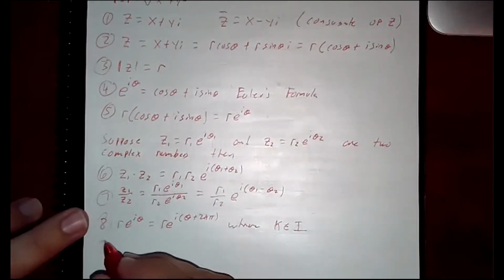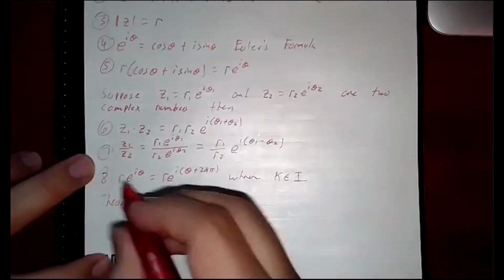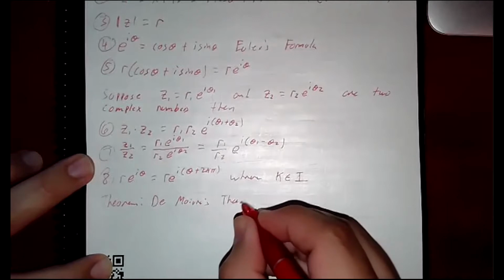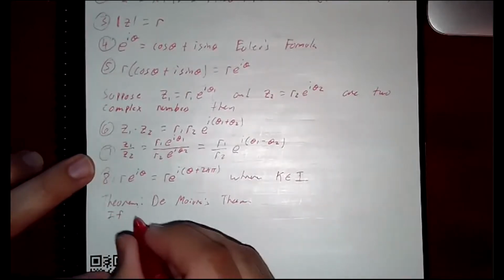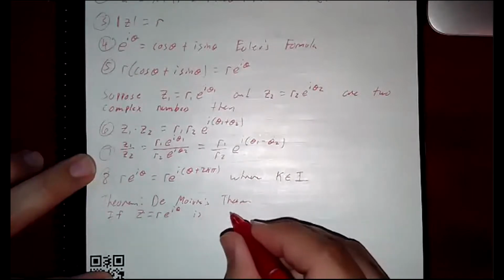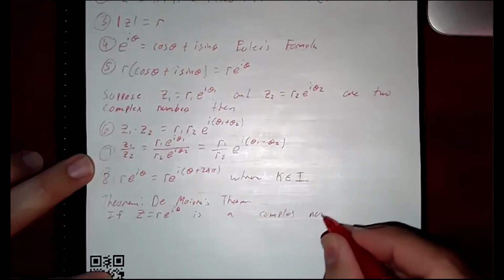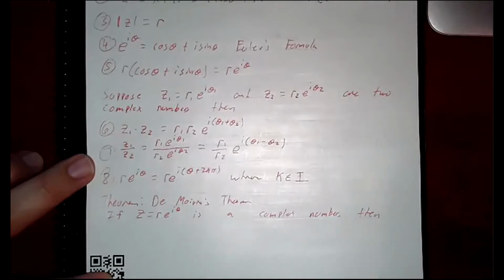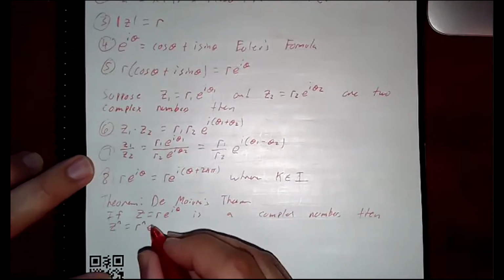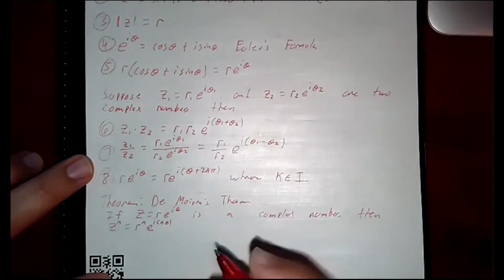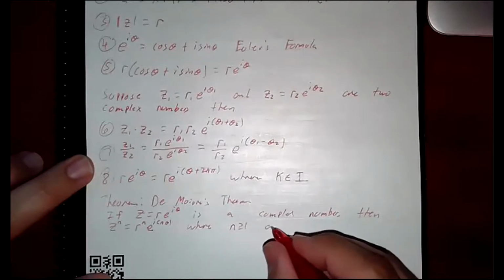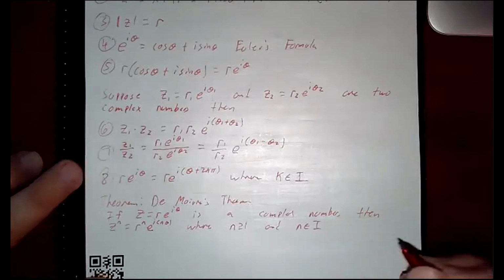De Moivre's theorem. If z is equal to r times e to the i theta is a complex number, then z to the n is equal to r to the n times e to the i times n theta, where n is greater than 1 and n is an element of the integers.